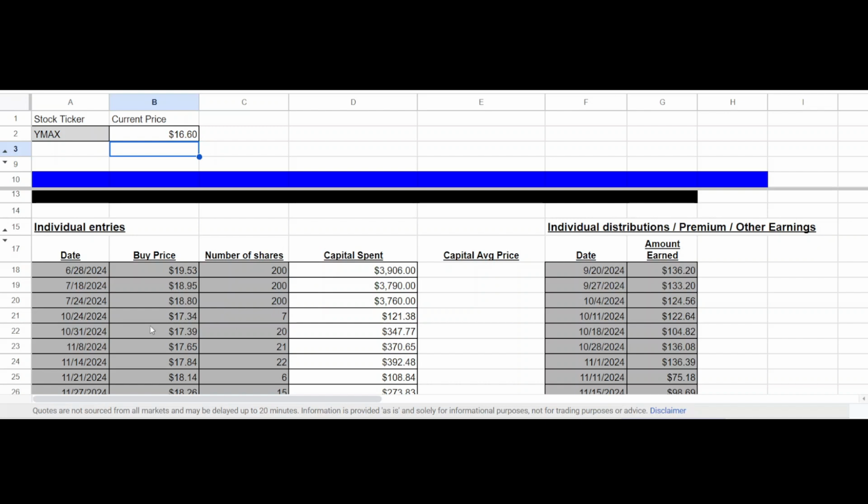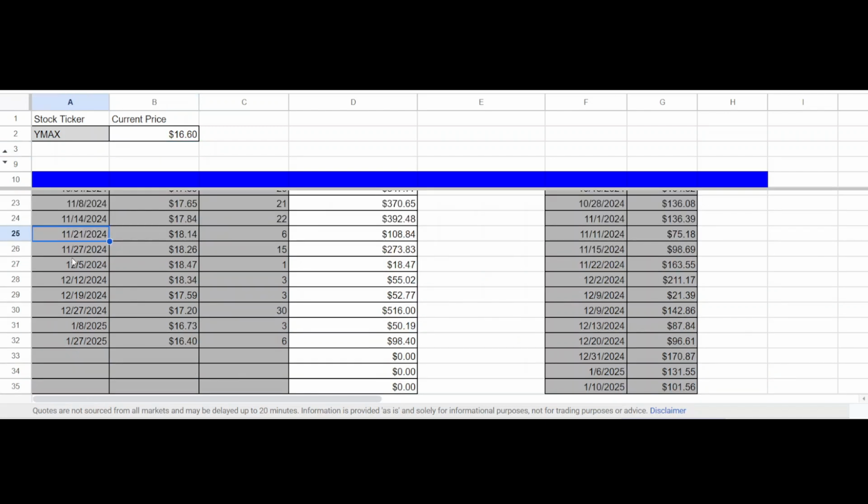So let's continue on here. I got October 24th, $17.34, 7 shares. October 31st, $17.39, 20 shares. November 8th, $17.65 for 21 shares. November 14th, $17.84, 22 shares. November 21st, $18.14, 6 shares. 11/27, $18.26, 15 shares.